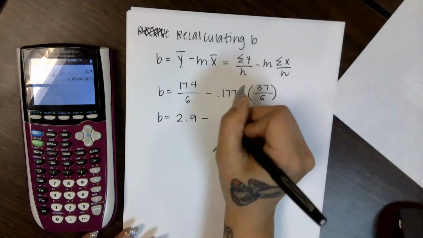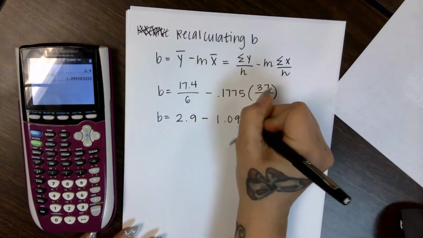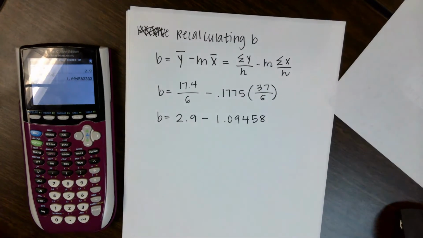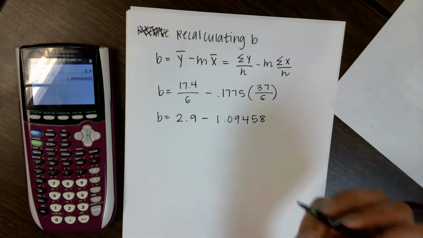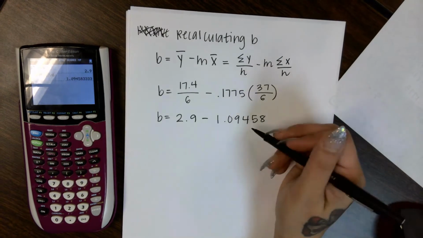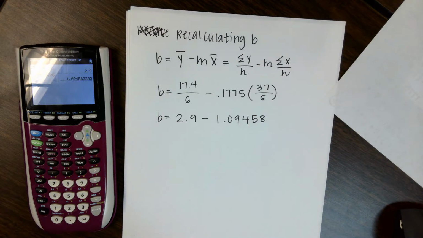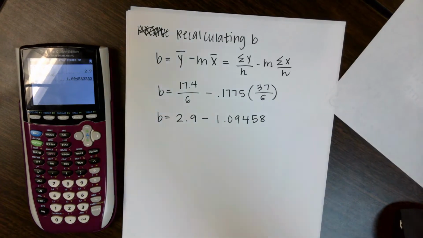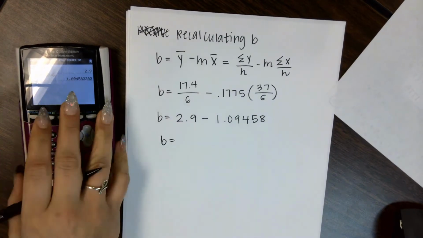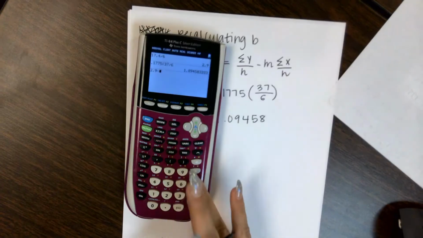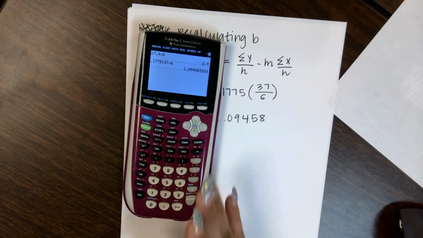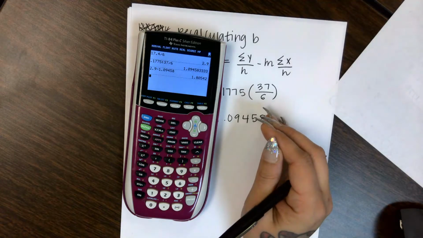I got 1.09458, which is where I rounded it on my paper. I know that ultimately they want me to round my B to 4 decimal places, so while I'm working step by step, I keep a little more than 4 decimal places just to ensure it's accurate. If you enter this into your calculator, 2.9 minus 1.09458, do you see how I got 4 again?